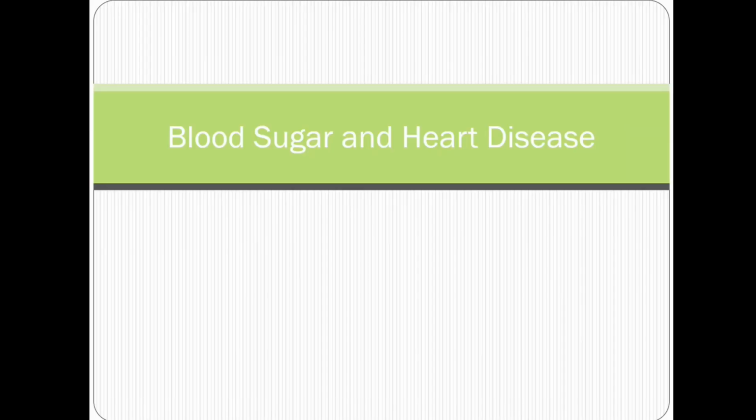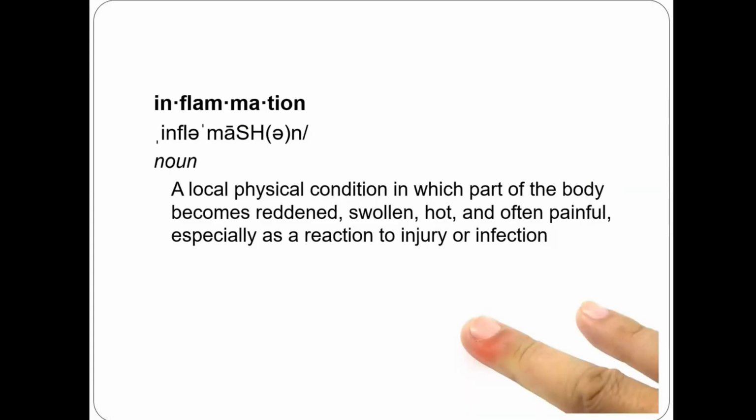Okay, so today we have a little bit of information about how blood sugar can affect heart disease. First we just want to take a look at inflammation and give it a definition, so we understand what inflammation is. It's a local physical condition in any part of the body that becomes red and swollen, hot, often painful. Usually we associate this with injury or infection.